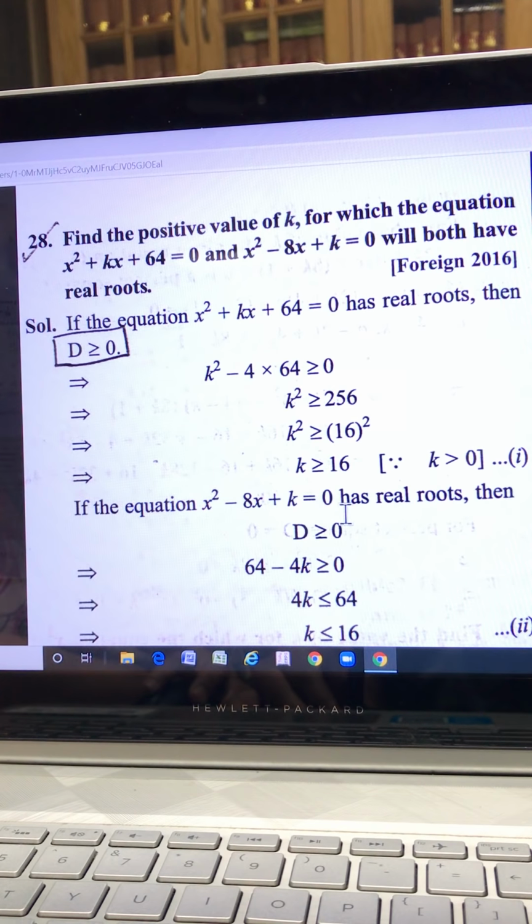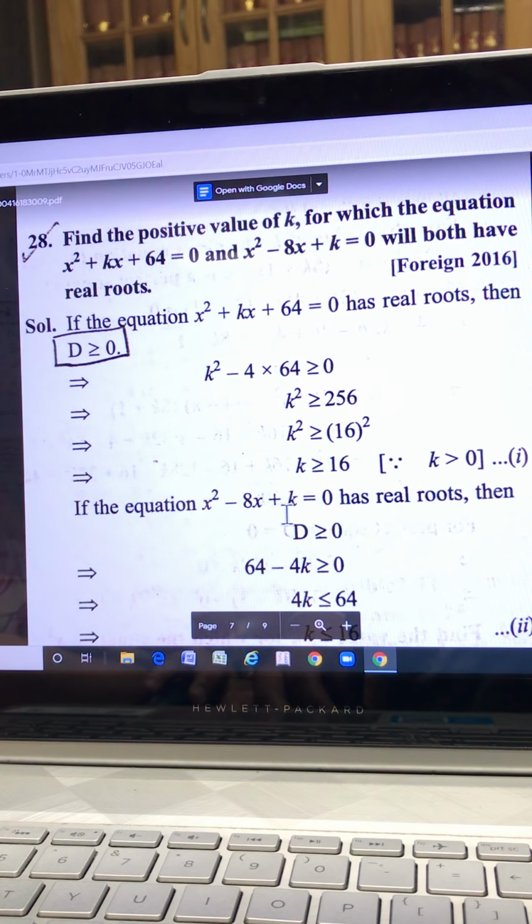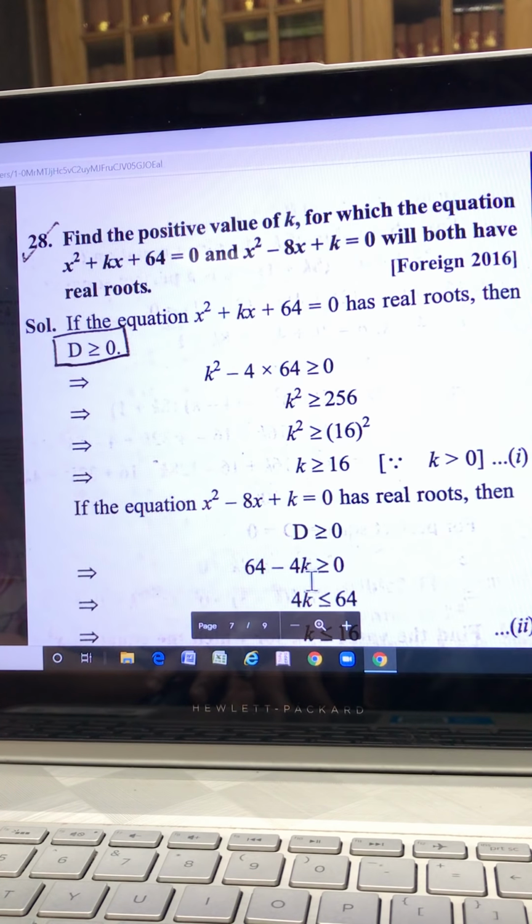Here also the roots are real. So the discriminant is greater than or equal to 0. You will find the discriminant by the formula b square minus 4ac. B square means 64 minus 4 into a into c. A here is 1, c is k. So 1 into k gives you k. So the discriminant is 64 minus 4k.